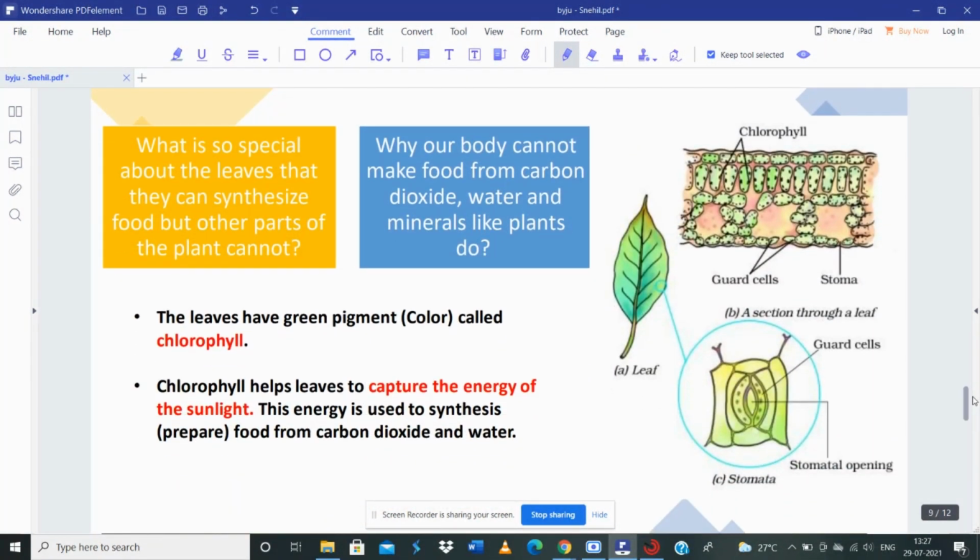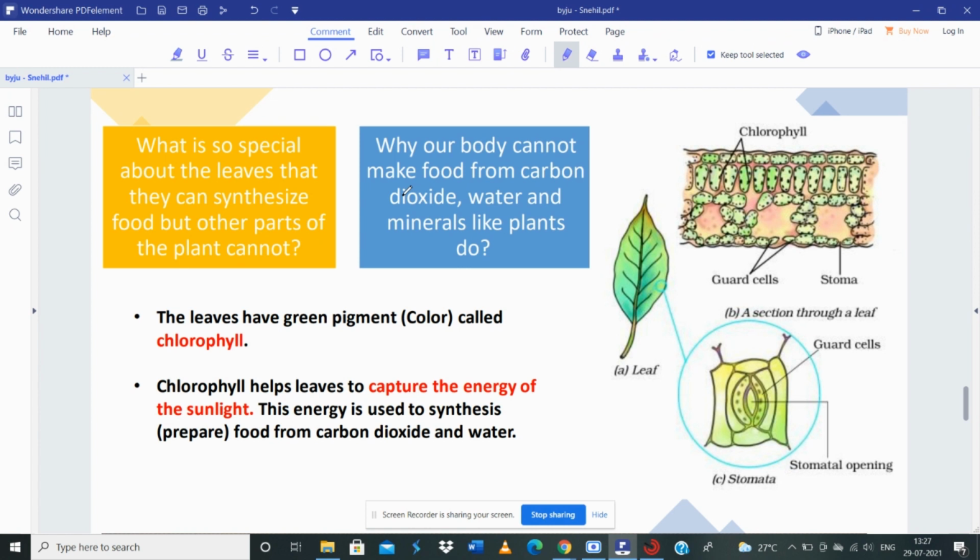Now the question arises, what is so special about leaves that they can synthesize food but other non-green parts of the plant cannot? And there is one similar question: why our body, we humans, we also have carbon dioxide, water and minerals around us, but why can't we prepare our own food? Why? Think.